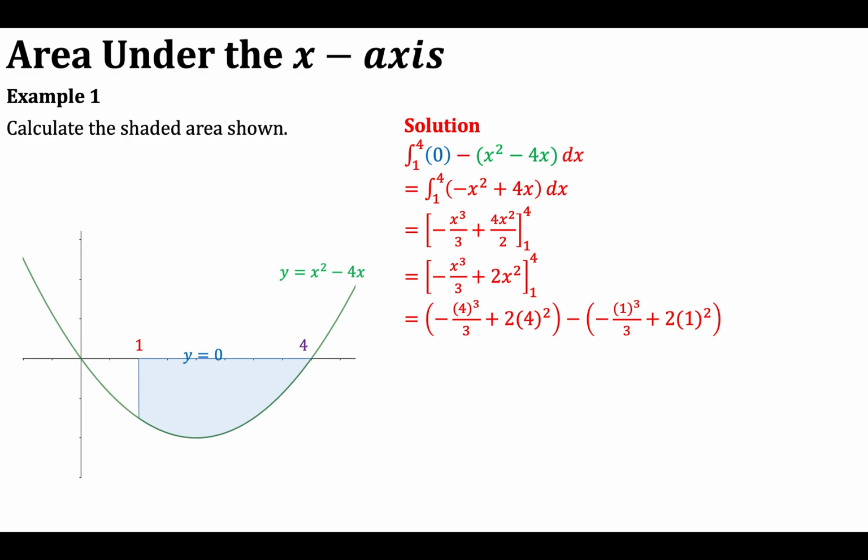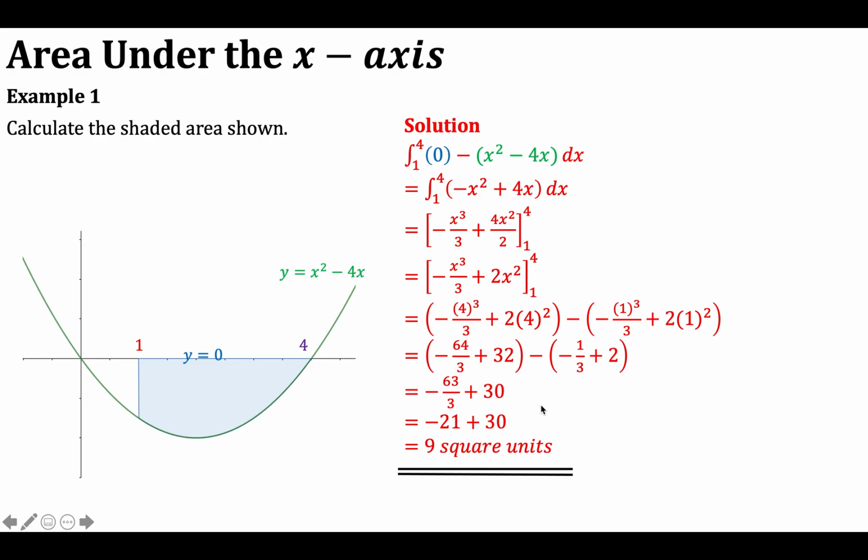So I've got negative 4 cubed all over 3 plus 2 times 4 squared, minus the negative of 1 cubed over 3 plus 2 times 1 squared. That gives me negative 64 thirds plus 32 minus negative 1 third plus 2. Adding my thirds together, I've got negative 64 thirds plus 1 third, that gives me negative 63 thirds, and 32 minus 2 is 30. I can see that negative 63 thirds is negative 21, and adding my 30 gives me 9 square units, which is my final answer.